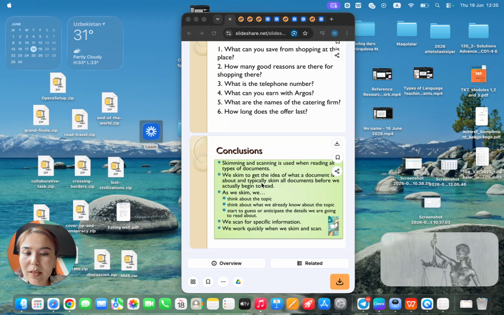We work quickly when we skim and scan. Yes, this is helpful information, I think, for you to do some tasks, especially related to reading.